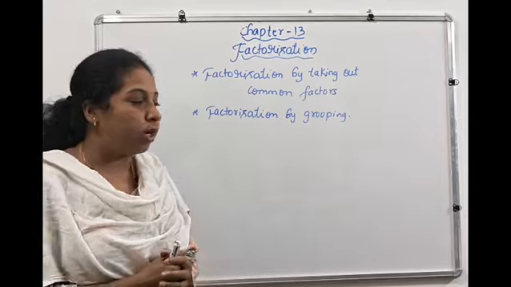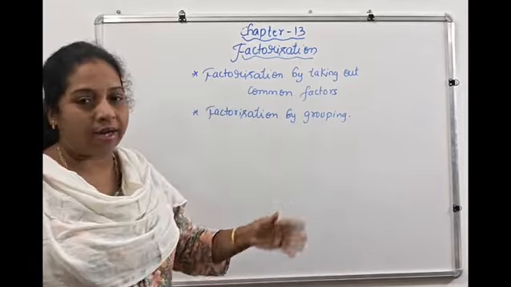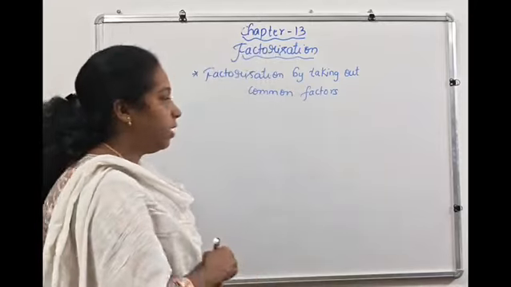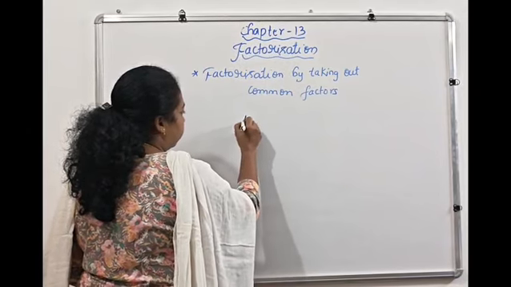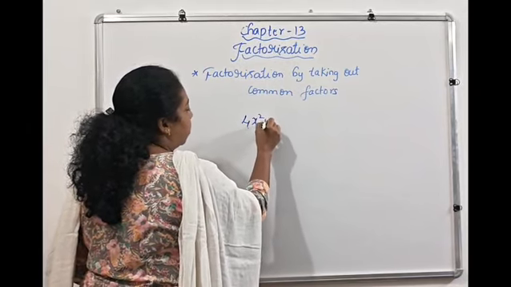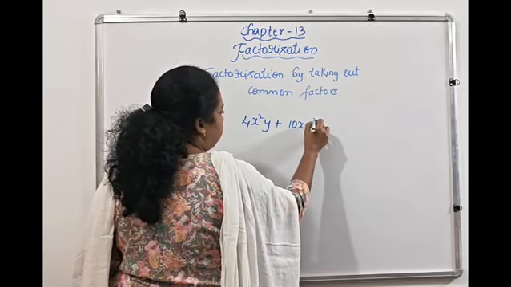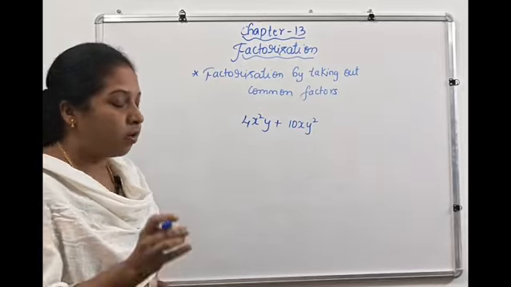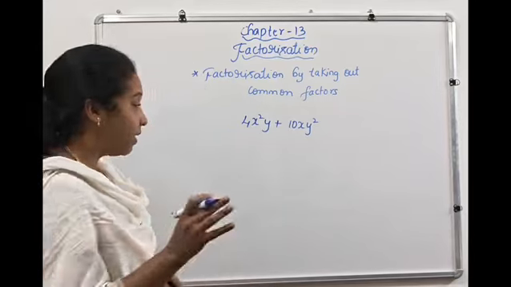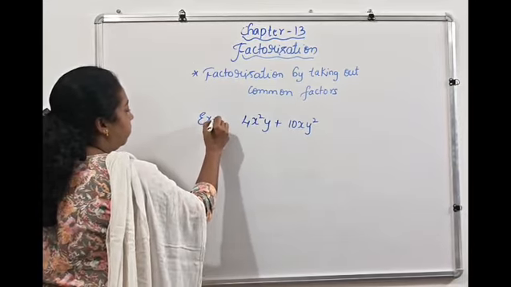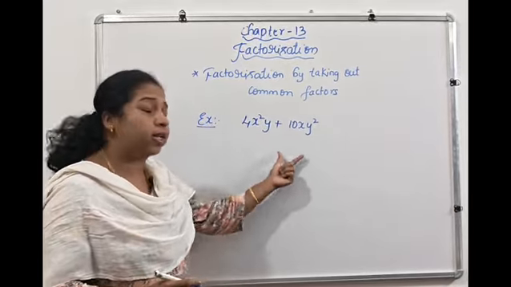So let's come to the point. Let's learn the first one, factorization by taking out common factors. Take one example: 4x square y plus 10xy square. This is the example I take. Now, can you find the common factor here?